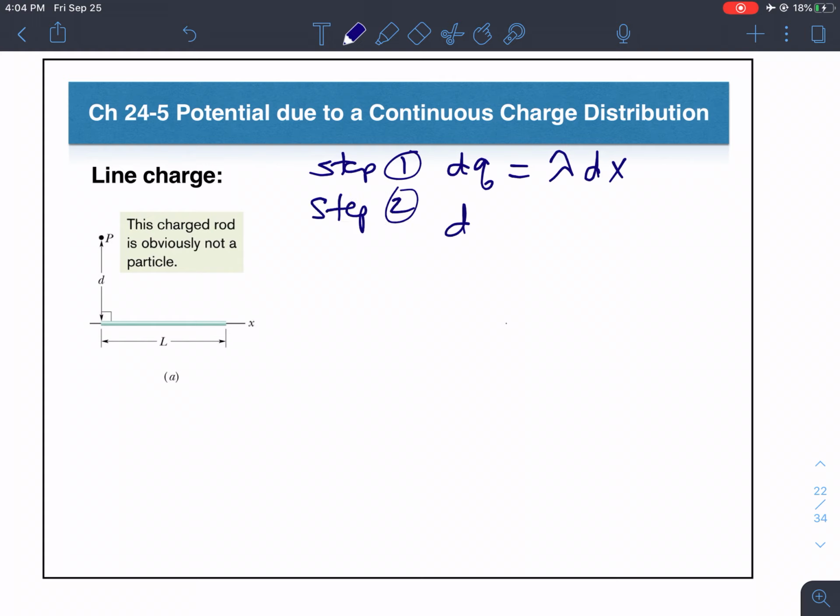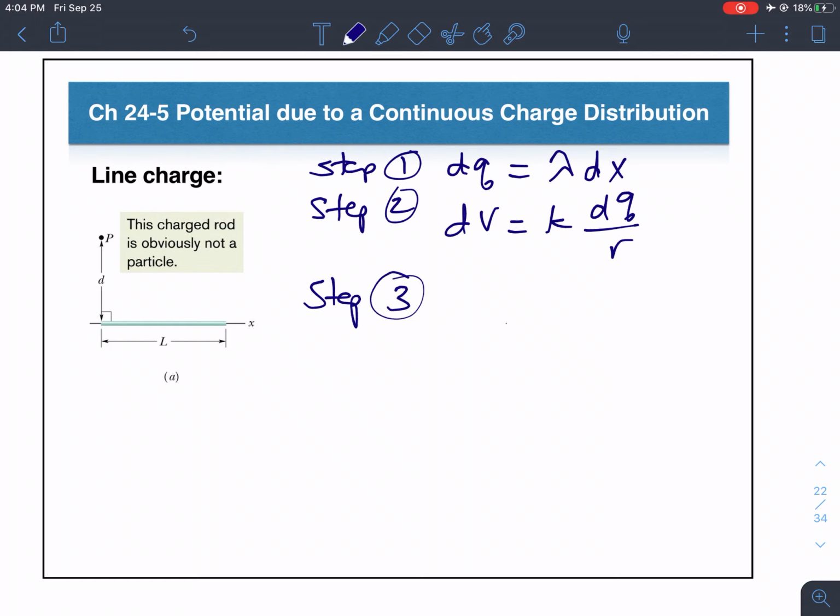So what is step 2? Step 2 is modifying the point charge potential. It was k q over r, q goes to dq, and dq is going to create a potential which is dv. Not just v but dv.